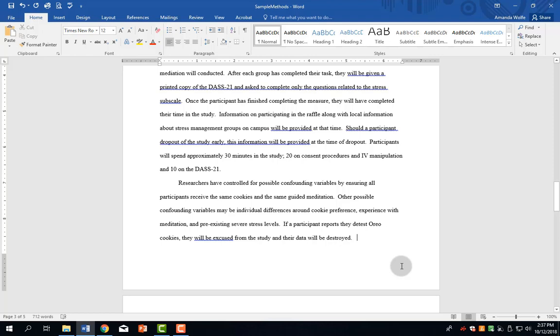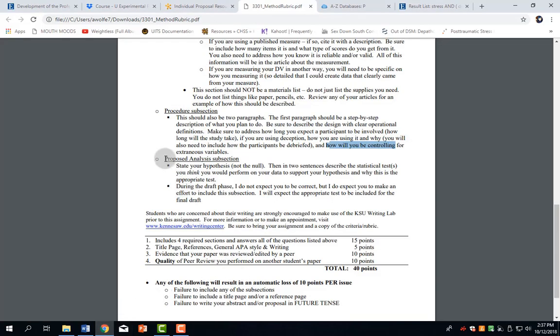I will give you feedback on what you've written here. What I want to see is that you've attempted to show me that you understand that all research has limitations and how you are attempting to control for confounding variables. Now it's time to move on to the last subsection. As you remember, the last subsection is a proposed analysis subsection.